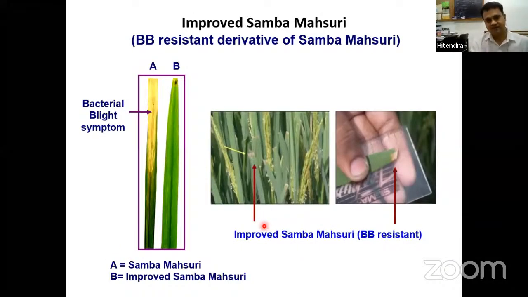So now you can see this leaf A is Samba Masuri leaf. When we inoculate with Xanthomonas bacteria, after 14 days, we can see a disease symptom. And this leaf B is improved Samba Masuri leaf. In a similar way, when we inoculate, we wait for 14 days, but there is no disease symptom. That means because of those three resistance genes, this plant is now resistant to bacterial blight disease.